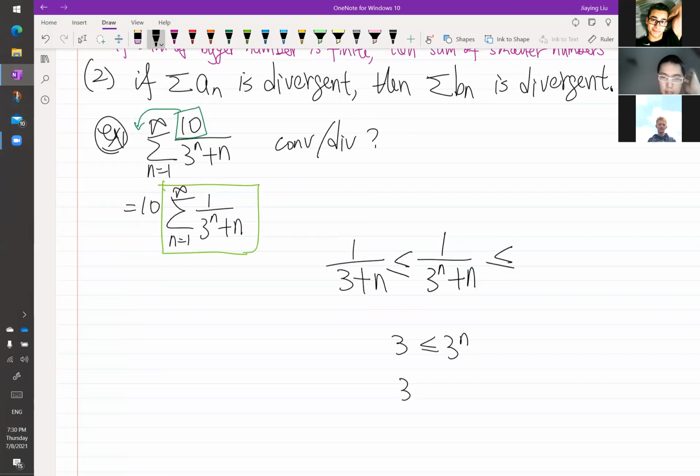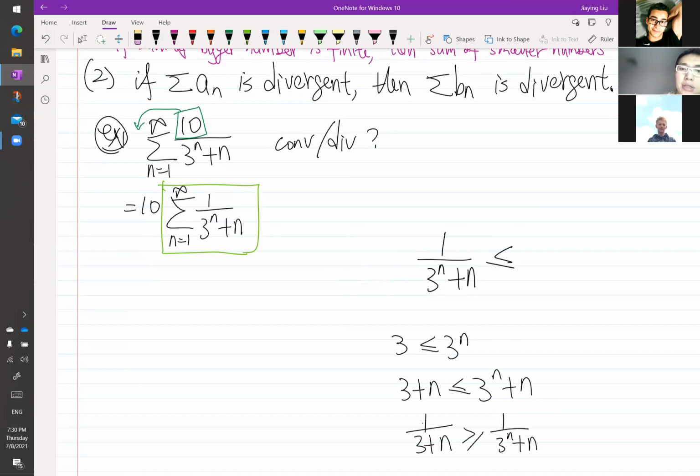Oh, wait a minute. Let me take back what I said. This might not be right. So 3^n plus n will be less than or equal to 3 plus n. Oh, sorry. But then if we take the reciprocal of both sides, we have to flip the sign. So 1 over 3 plus n is greater than or equal to 1 over 3^n plus n. So it's actually bigger, sorry for that. So 1 over 3 plus n is bigger than the given one, and so we can try to determine if this series is convergent or divergent.